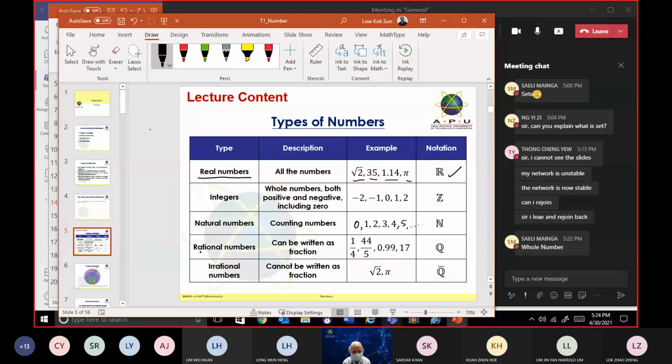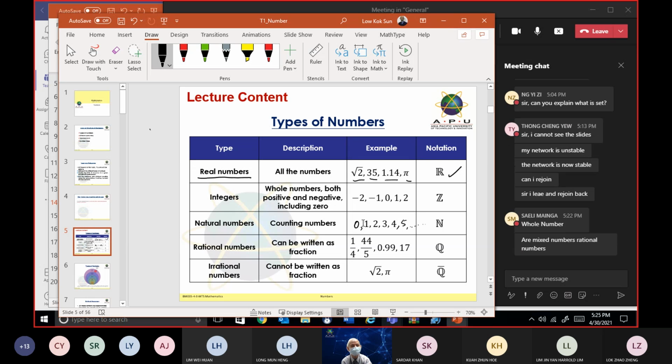Now, rational number. Can someone explain what is rational number? Yes, any number that can be expressed in fraction. So we will discuss this point. Remember, rational number is any number which can be expressed in fraction. Fraction meaning the top part and the bottom. The top part is called numerator. The bottom is denominator. So if you can express a number in the fraction, it is a rational number. Remember that, we will discuss.